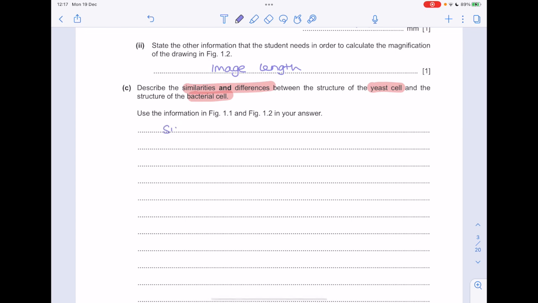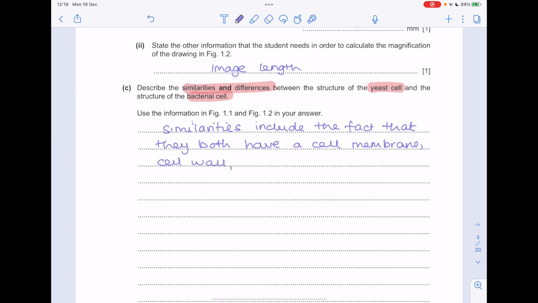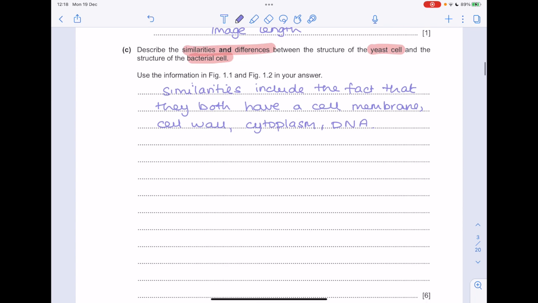So similarities. So what do they both have in common? Well, they both have the cell membrane, cell wall, cytoplasm, DNA. Differences now.